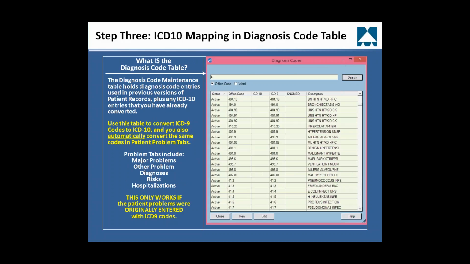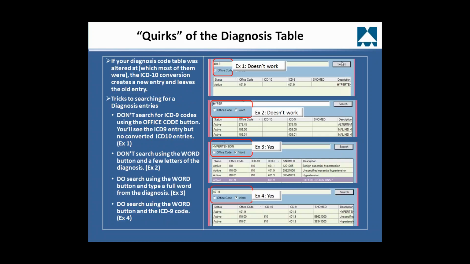This only works, by the way, if the original problems were entered with ICD9 codes. I should say that because I have a lot of doctors in the past that hand-coded things with no ICD9s. They just typed in the words, and that will not convert. It's just going to still say the words. So when you're looking things up in that diagnosis code table, you can use different abbreviations and things. That's fine. But I usually look it up by word instead of office code because that's going to limit you.